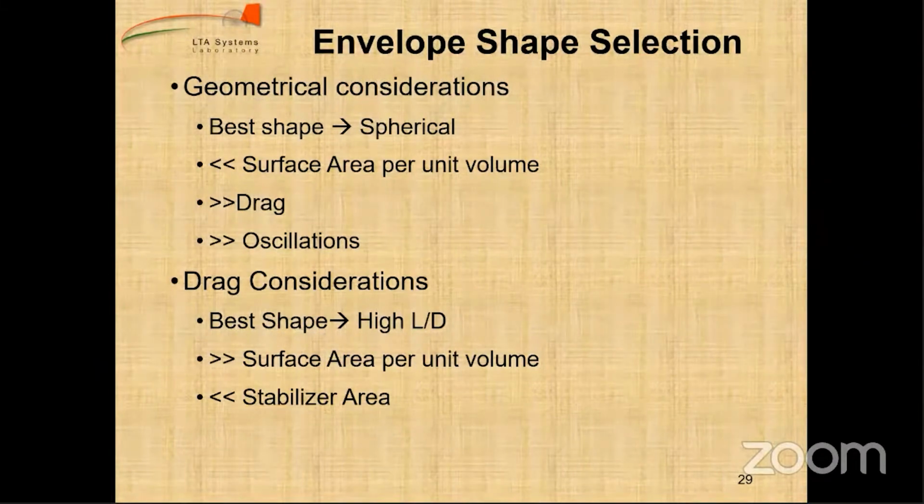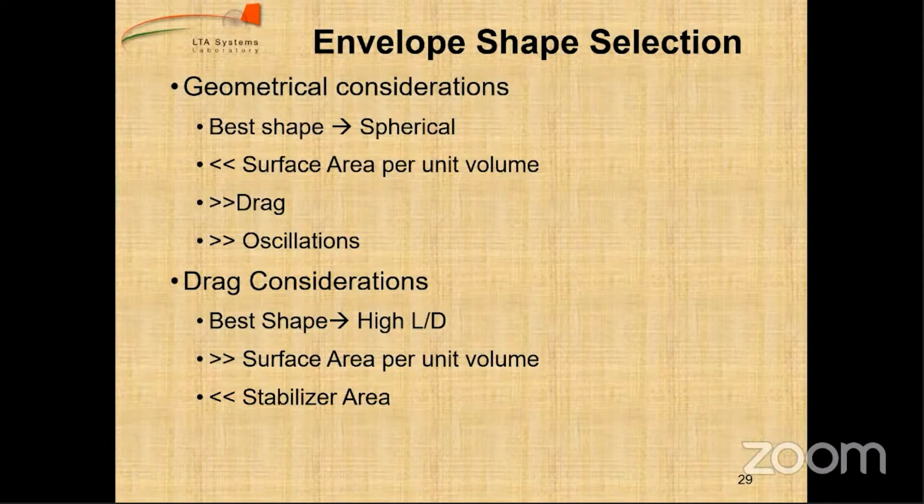So there is a range in which this value can be located. This range for this type of airship is from 3 to 5. The disadvantage of this shape is that it gives a higher surface area per unit volume, which leads to a higher envelope weight. Because surface area increases, the surface material increases, so the envelope weight will increase. And it will require less stabilizer area.